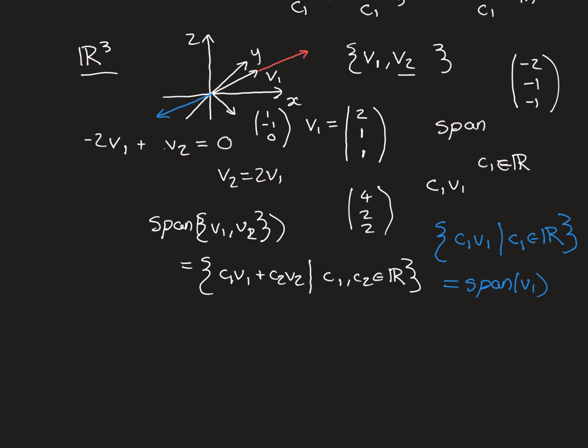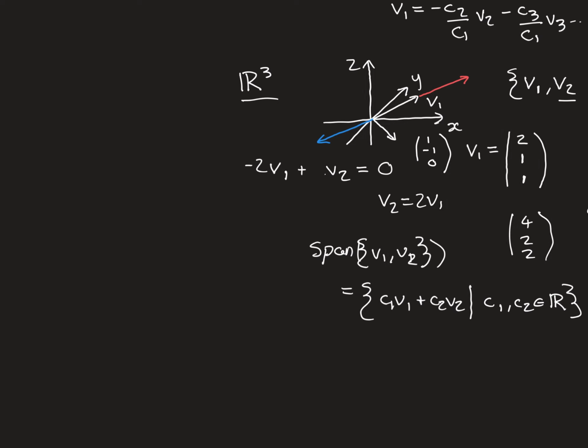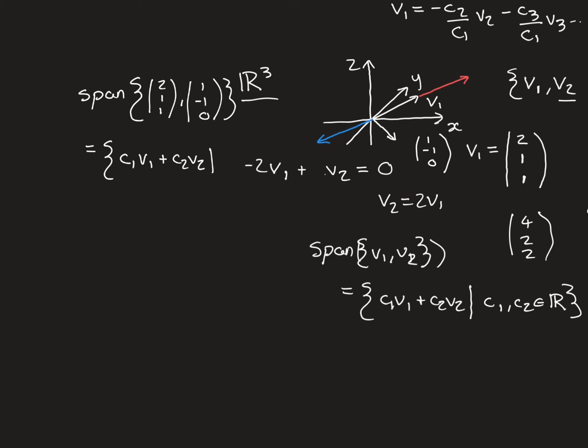So if we now think of our set, and I could do with some more space, but I don't want to lose my picture. So our set is now this vector v1, which is still 2, 1, 1, and this vector which is v2, which is 1, negative 1, 0. If we think about the span of that now, it's going to be all linear combinations, so c1 times v1 plus c2 times v2, where c1 and c2 are allowed to vary over the real line. So what's that going to do?